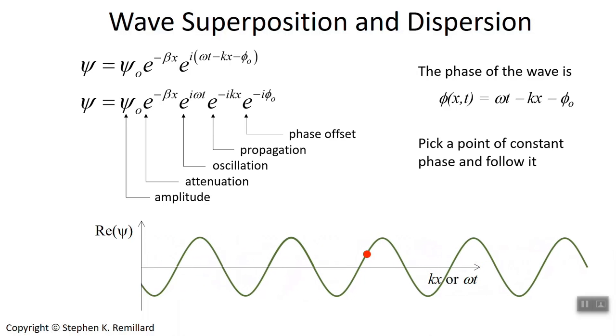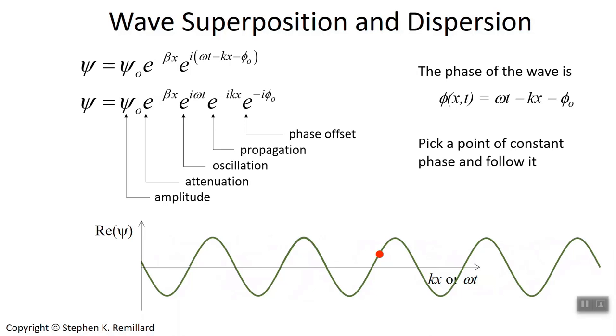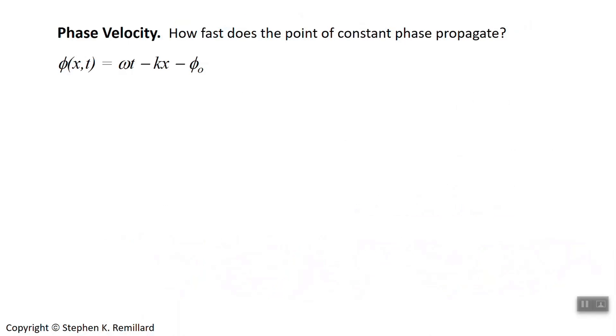I'm going at a certain speed now. What speed am I moving at? I'm moving at the speed of a point of constant phase in the wave. So let's find how fast a point of constant phase propagates. That is, let's find the velocity of a phase point, the phase velocity of the wave.